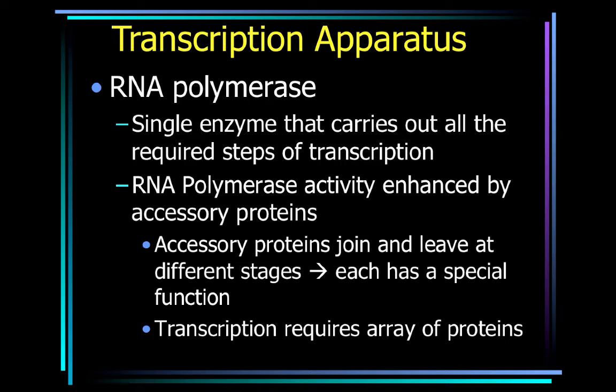So RNA polymerase activity is going to be enhanced or be more efficient when accessory proteins are involved. An accessory protein comes together to join and leave at different stages of the transcription process. So each accessory protein has a very special function and it will actually enhance or slow down the transcription process. So transcription is going to require an array of proteins as well. But keep in mind, RNA polymerase is doing the work. It's just more efficient if there are certain proteins helping it along.